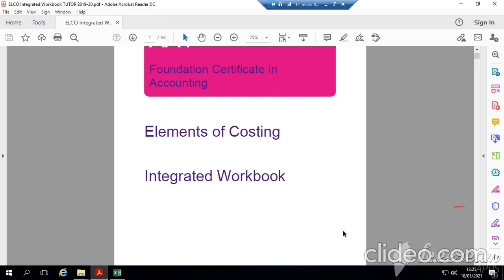Hello, welcome to Element of Costing. This is our third core unit. We already completed bookkeeping transaction and bookkeeping control. So element of costing is totally different from the bookkeeping control.